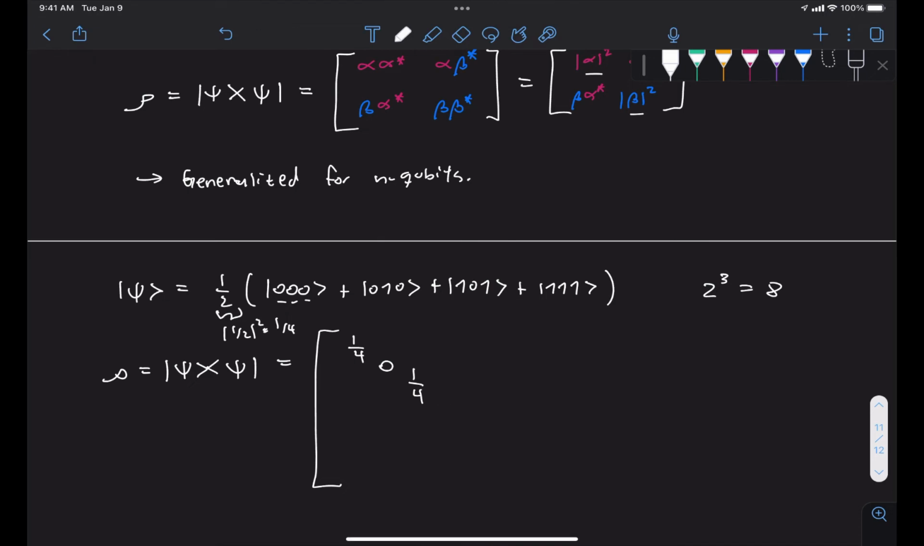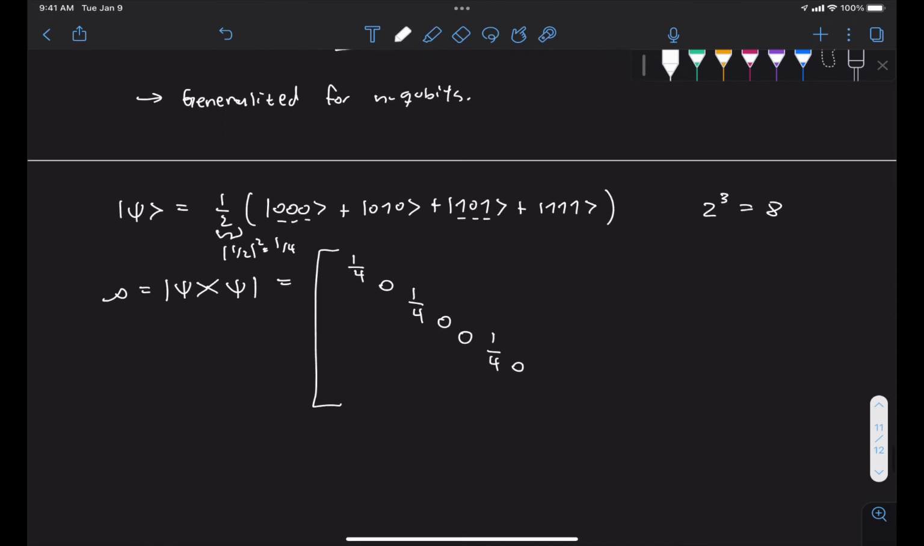For state 1, 0, 0 it's 0. For state 1, 0, 1 it's again 1 over 4. For state 1, 1, 0 it's 0. And for state 1, 1, 1, it's 1 over 4. And obviously for this matrix, we're going to have some terms in the off-diagonal of the matrix associated with the products of each of the states in our superposition.